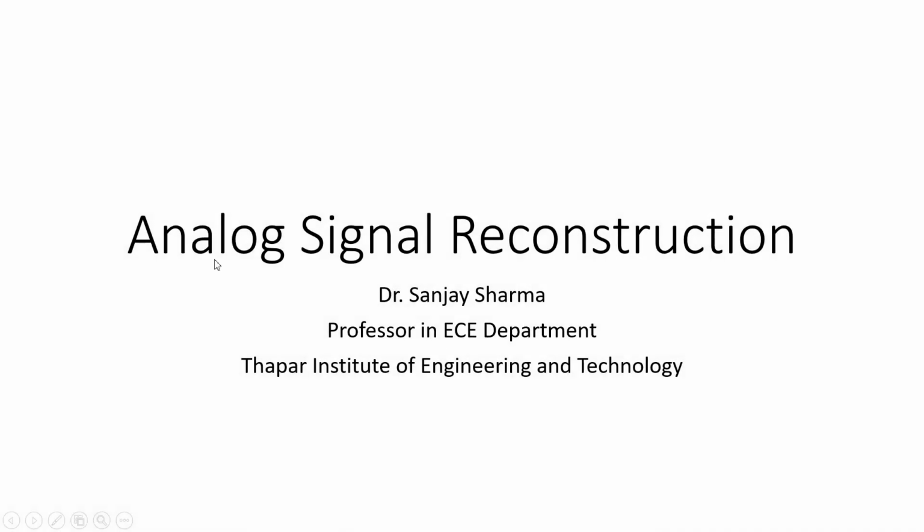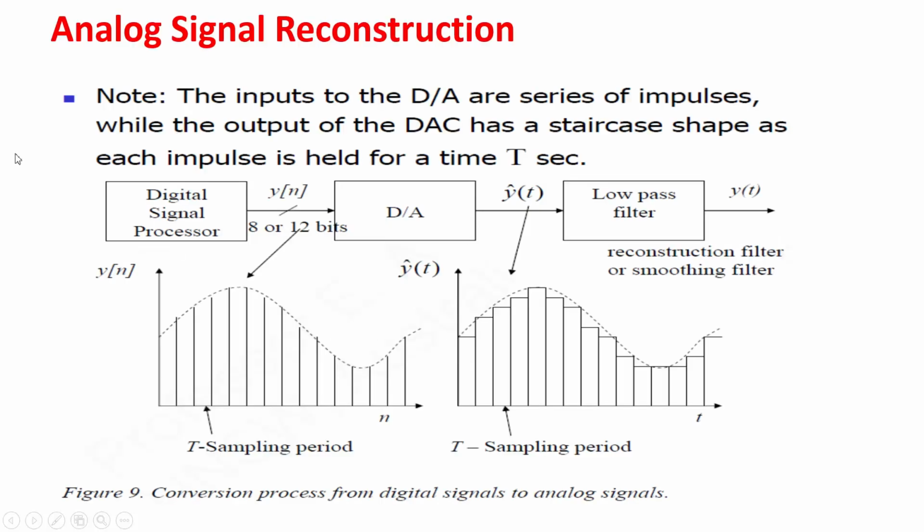Hello everyone. Let us now discuss analog signal reconstruction. Once the signal is sampled using the sampling process, it is fed to the digital signal processor. The DSP chip performs some algorithm or functionality inside it, and the output of the DSP chip will be a digital output that can be represented by y[n].